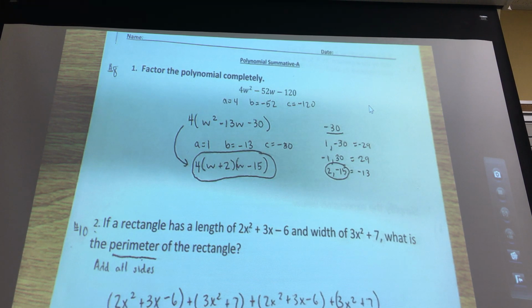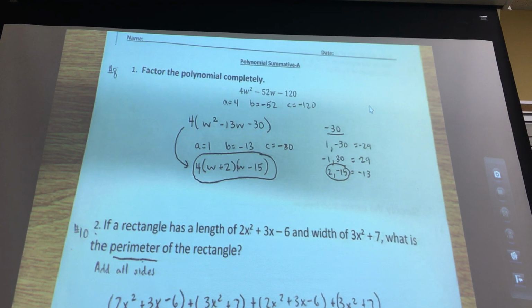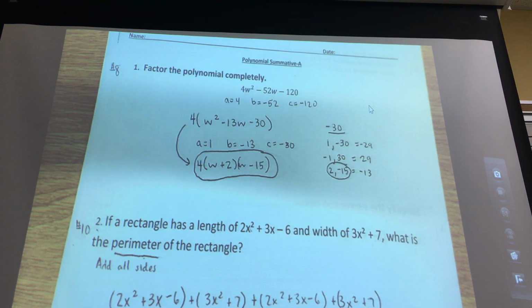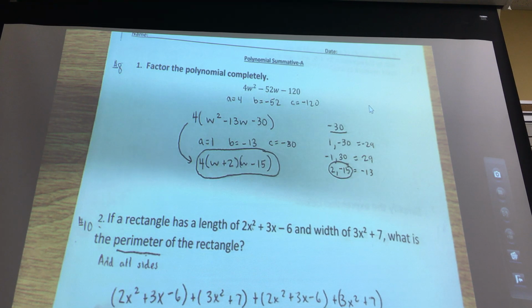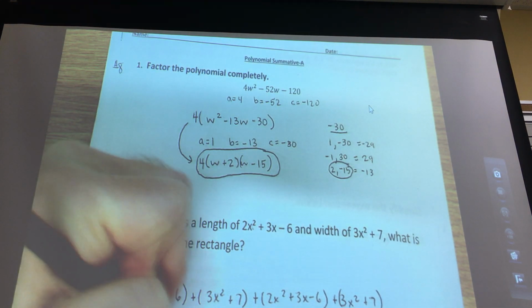So we got 2x squared, we got 3x squared, we got 2x squared, and 3x squared. Whenever you add, you do not change that exponent, you simply add the coefficients. So in this case, we've got 2 plus 3, which is 5, plus 2, which is 7, plus 3, which is 10. So you're going to have 10x squared.